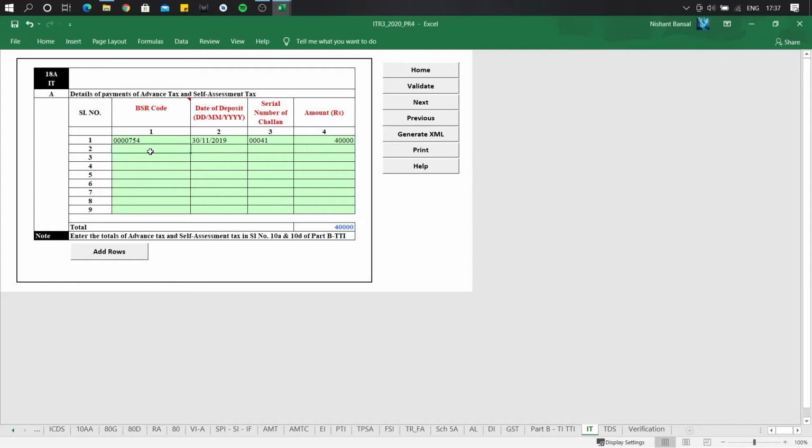Then we have the next DSR code, date of deposit, and serial number of challan 00088, and the amount is 12,000. Done. So now let's look at what is left. Okay, so information regarding TDS is left. So let's quickly complete that as well.